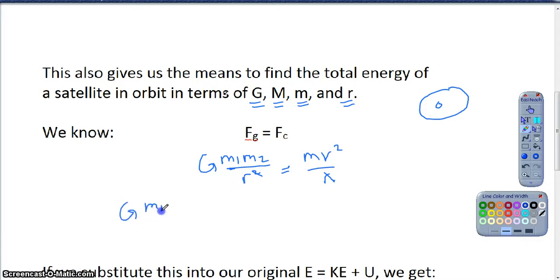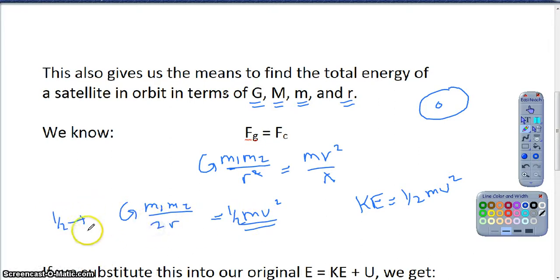So I've got G m1 m2 over r equals m v squared. The reason I did that is, doesn't this look awfully close to something we just talked about, right? Isn't the kinetic energy 1/2 mv squared for that satellite? So this is representing 2 times the kinetic energy. Well, let's just multiply both sides by 1/2. If I multiply both sides by 1/2, then this would be 1/2 over here, and multiplying this side by 1/2 would add a 2 to the denominator there, right?